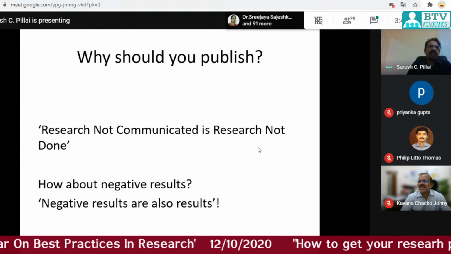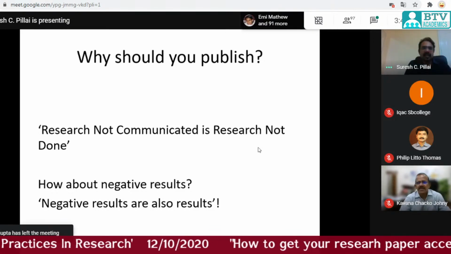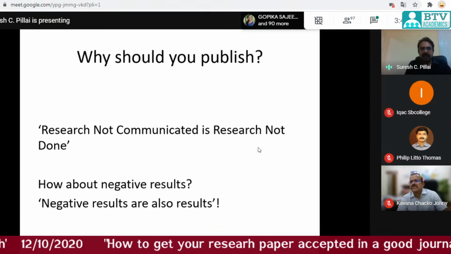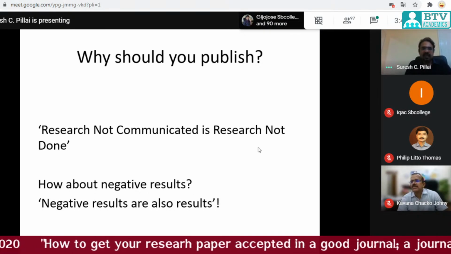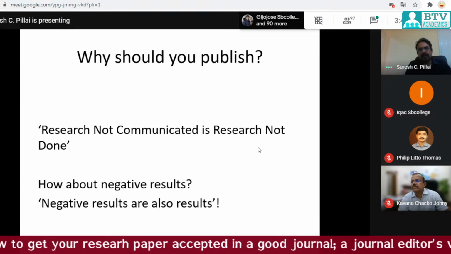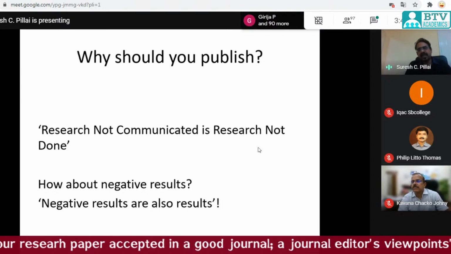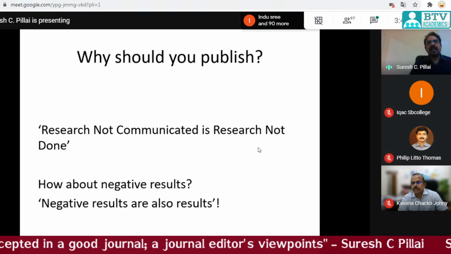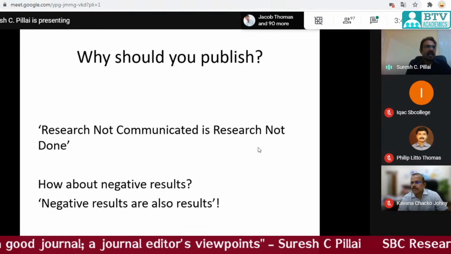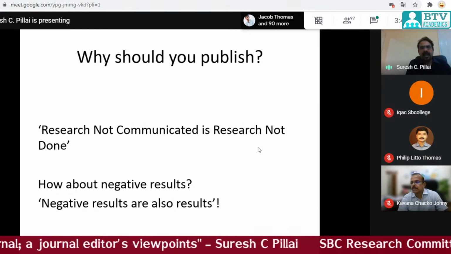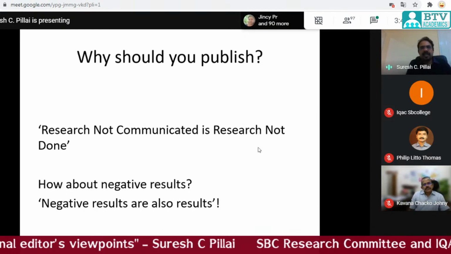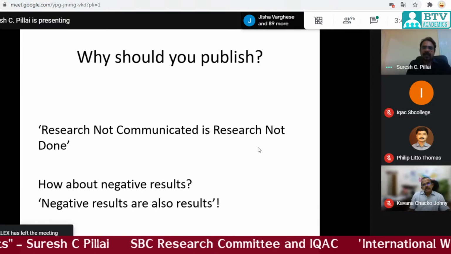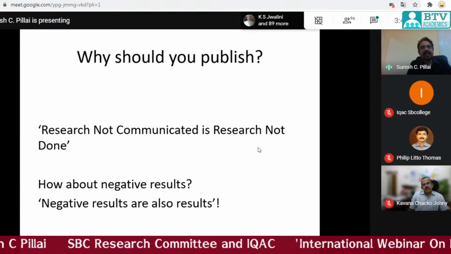If you think that you have carried out the work in the right way, everything was right, the scientific protocol was right, the theory behind was right, but it didn't work. And you should understand why it didn't work, then you should publish it. So that is why negative results are also results. You may not be able to publish it in a high impact journal, but still you can publish. There are certain journals fully dedicated for publishing negative results, and also you can think of publishing in an open access journal. Still, you should let the world know that that didn't work. But you have to make sure that you have done everything right.